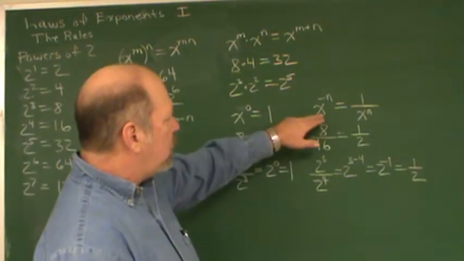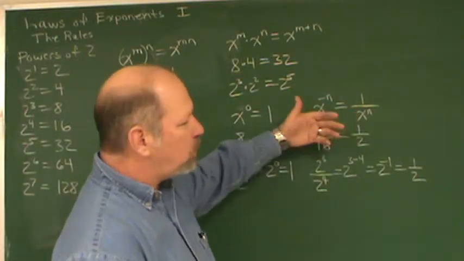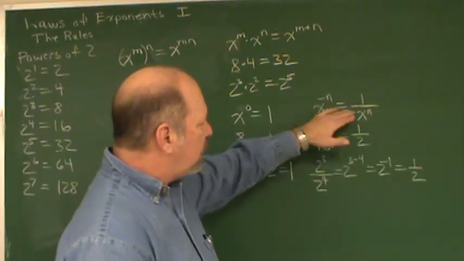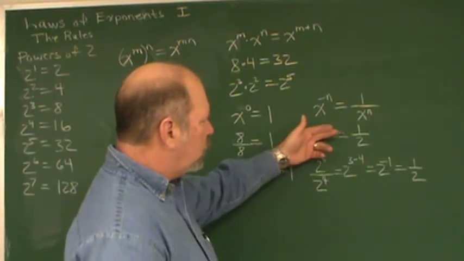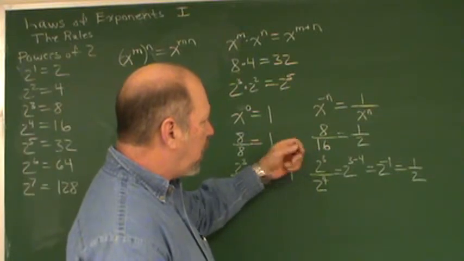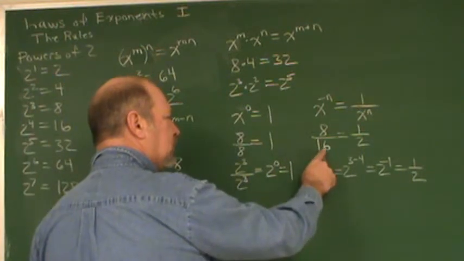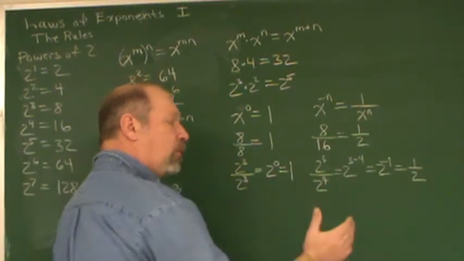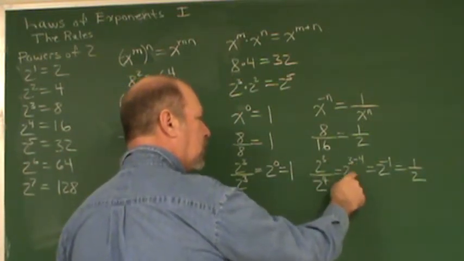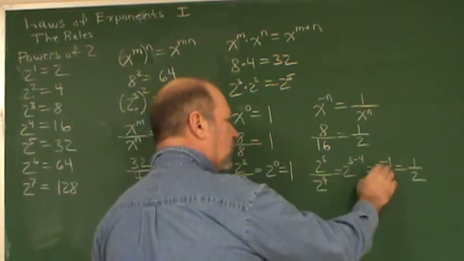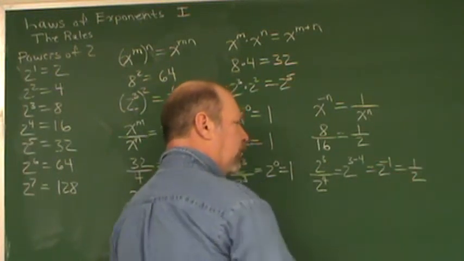Now, this rule says that when you have x to the negative n power, that's the same thing as 1 over x to the n. That's what I mean. The only thing that changes here is the sign of the exponent. Now, consider this expression. We know that 8 over 16 reduces down to 1/2. You can divide the top and the bottom both by a common factor of 8. We also know that 8 is 2 cubed, 16 is 2 to the 4th. And we know from our division rule that with exponents like this, we subtract them. So that gives you 2 to the 3 minus 4 power. And 3 minus 4 is negative 1.